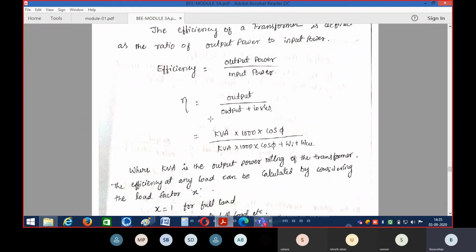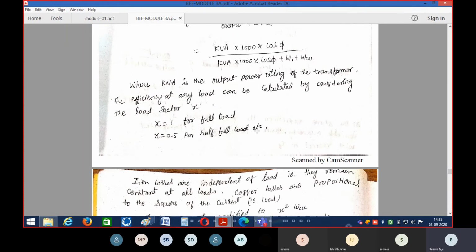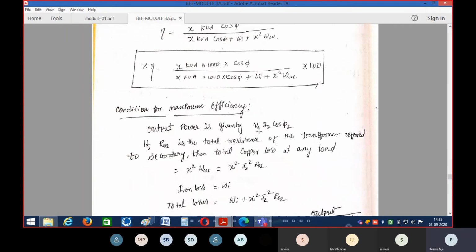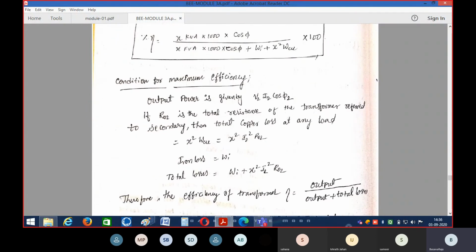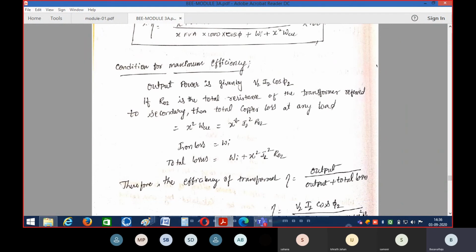And if you want to calculate the percentage efficiency, simply multiply this term with 100, then we will get the percentage efficiency. Okay, so this is about the efficiency, and this is the formula which we have to use to calculate the percentage efficiency at any load conditions. And next, the condition for maximum efficiency.